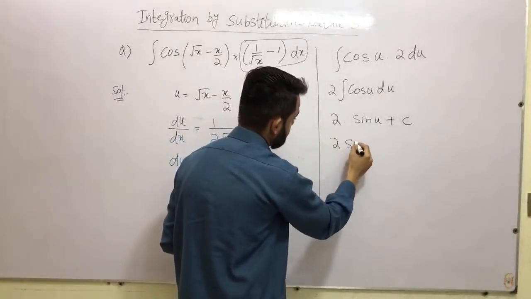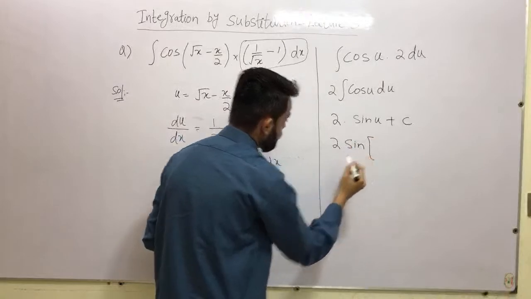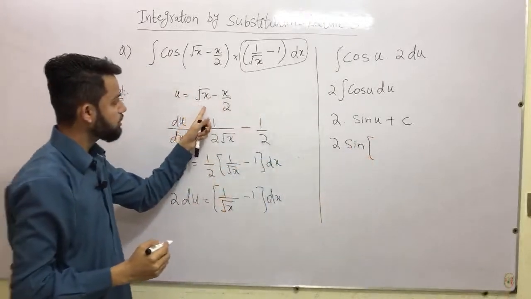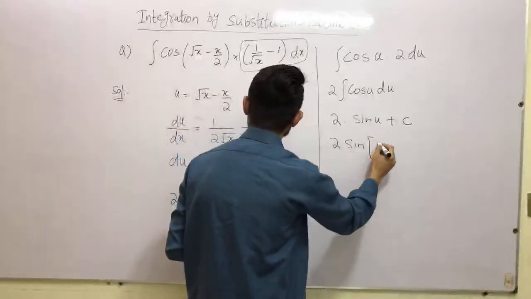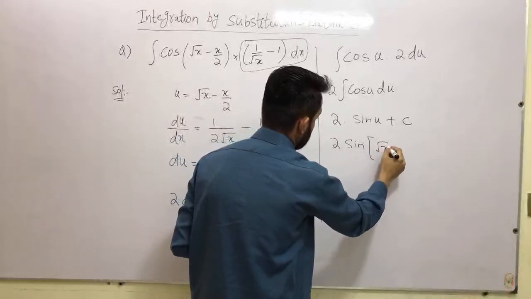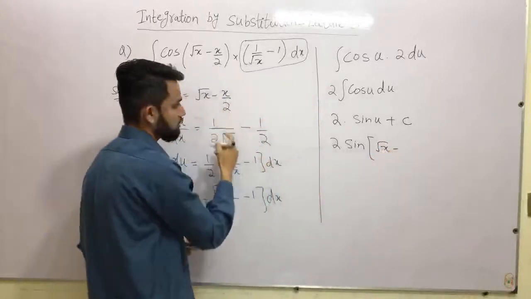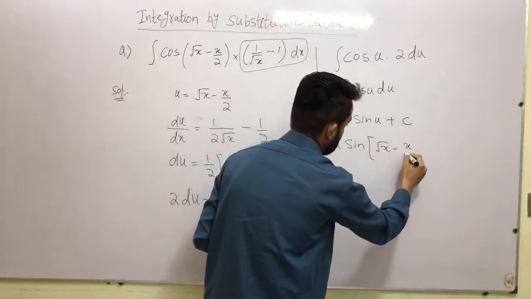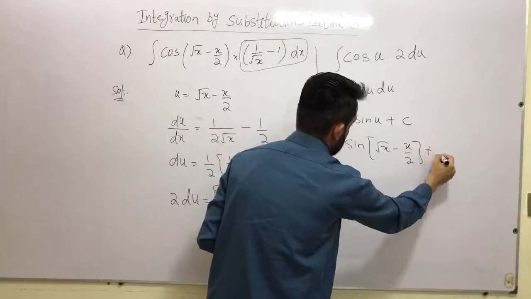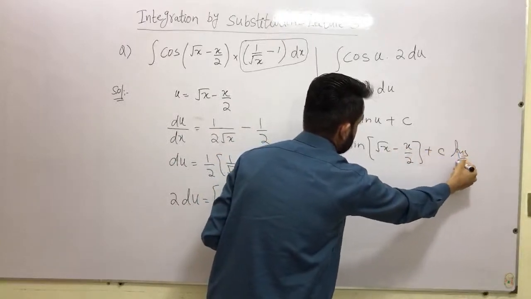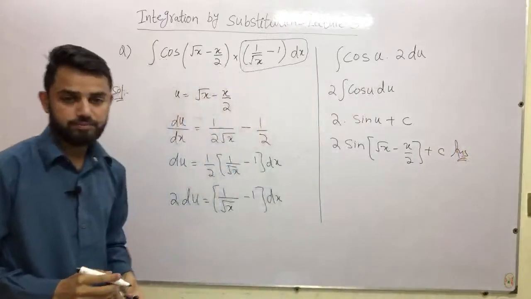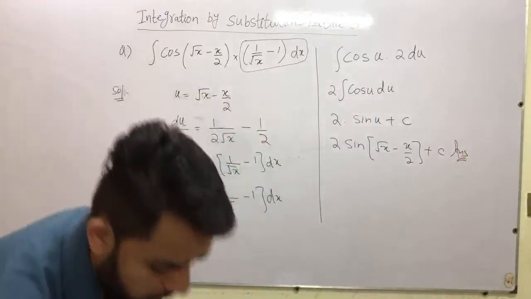Now 2 times sine, what was your u? u was square root x minus x over 2. So this is the time where I am going to put our substitution back: 2 sine of square root x minus x over 2 plus c. So this is your answer for this question. You can note it down.